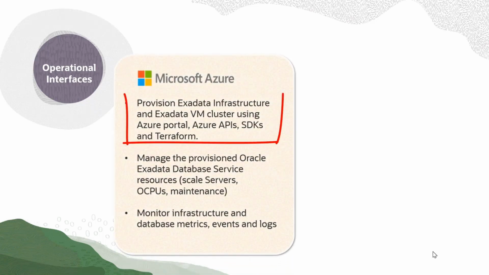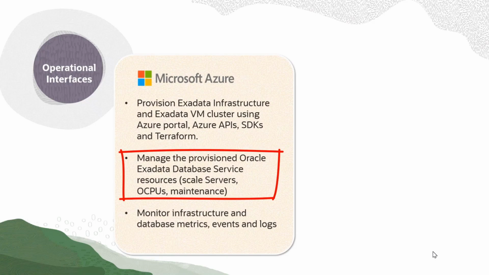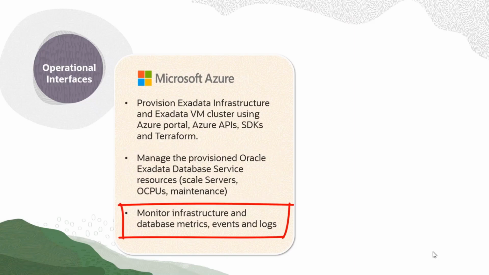You use the Azure portal to provision Exadata infrastructure and Exadata VM cluster, apart from the onboarding process of Oracle Database at Azure service. Provisioning of these two resources can also be performed using the Azure provided APIs, SDKs, and Terraform scripts. Management and maintenance of these two resources is also done from the Azure portal. You can scale up the servers and OCPUs. Software and infrastructure maintenance updates received from OCI are applied to Exadata infrastructure using the Azure portal. Infrastructure and database metrics and events are also monitored from the Azure portal using the Azure services.